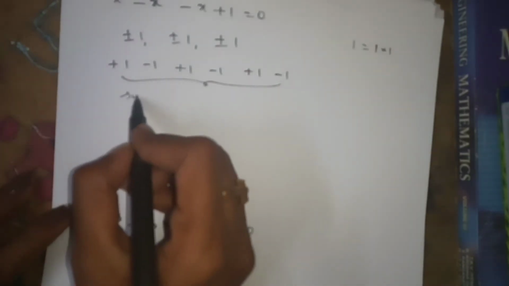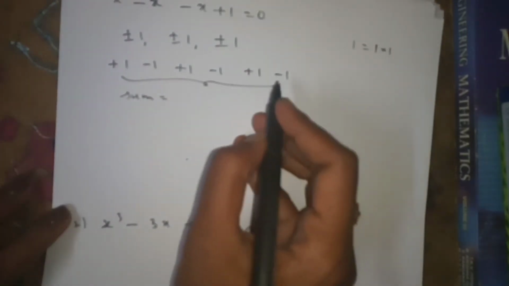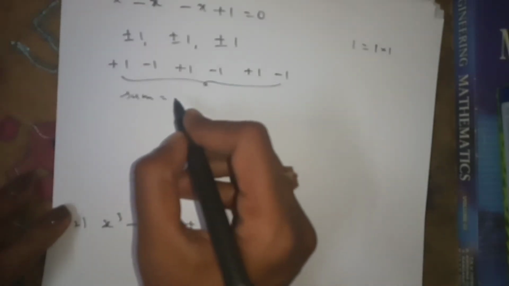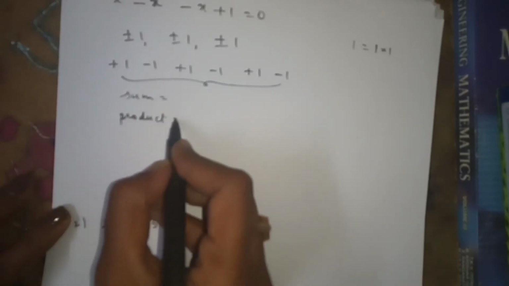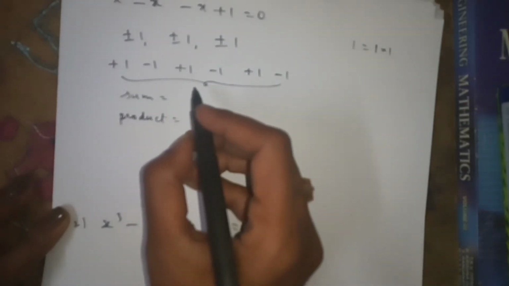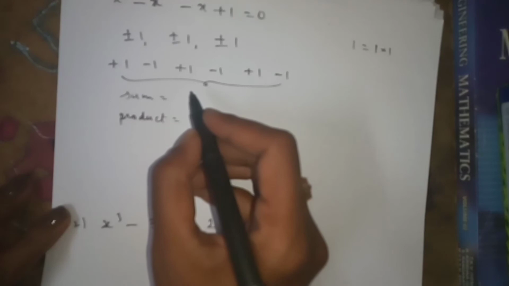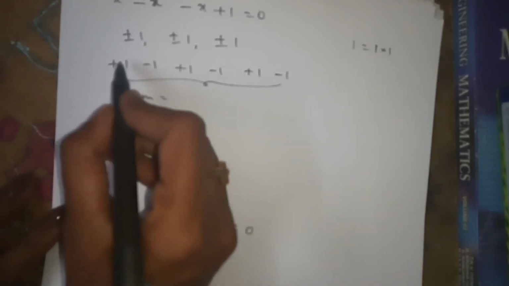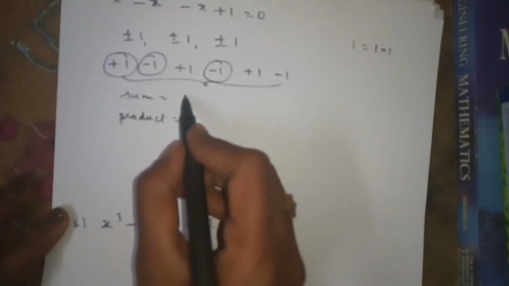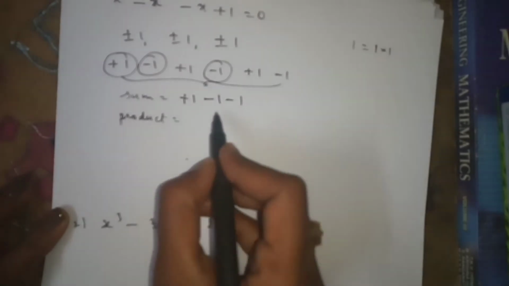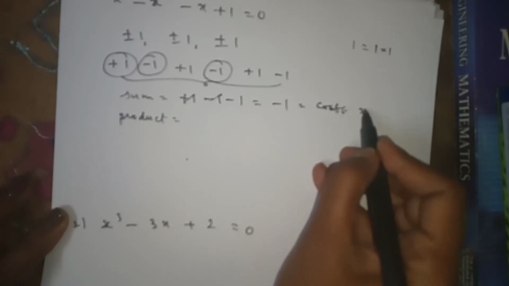Now we have to identify, out of all these numbers, that the sum of any 3 numbers is equal to the coefficient of x square, and the product is equal to the constant term along with the symbol. Now if you observe this one, minus d plus 1 is equal to 0. Plus 1, minus 1 and minus 1. Plus 1, minus 1 get cancelled. This is the coefficient of x square.